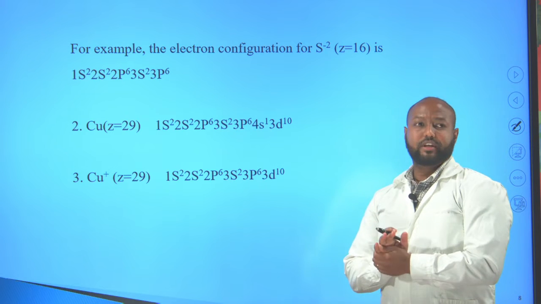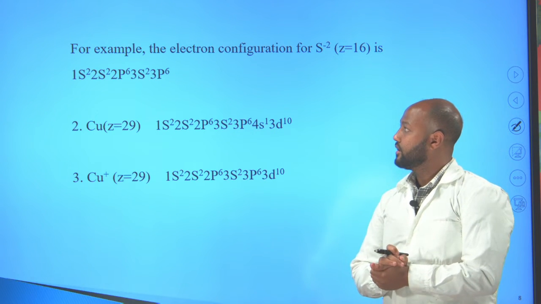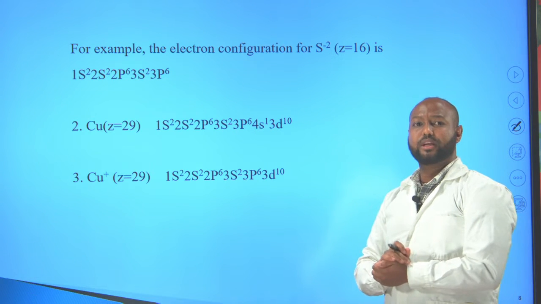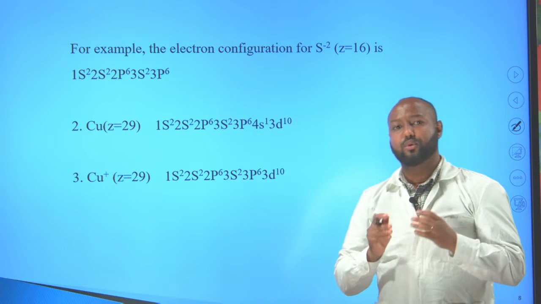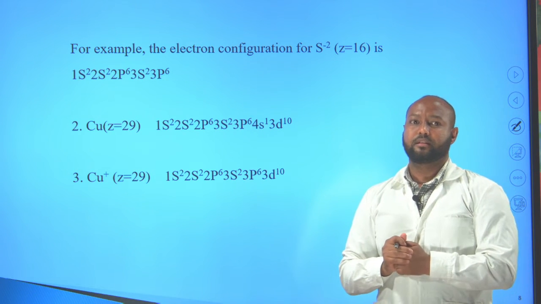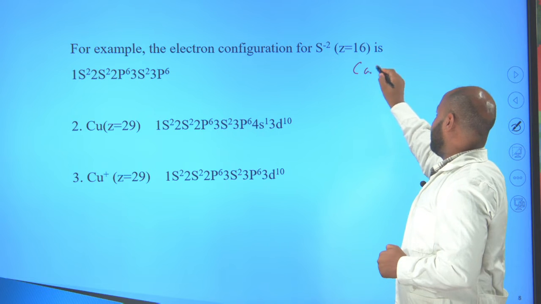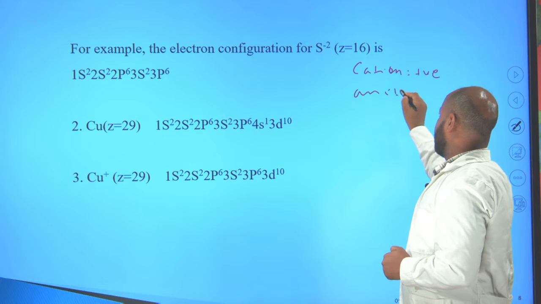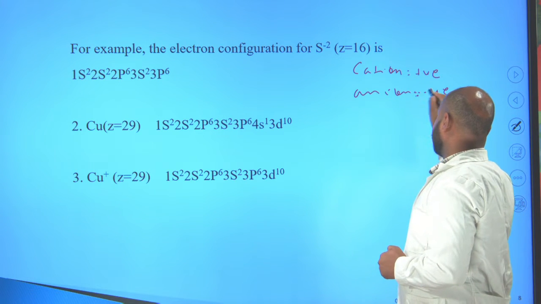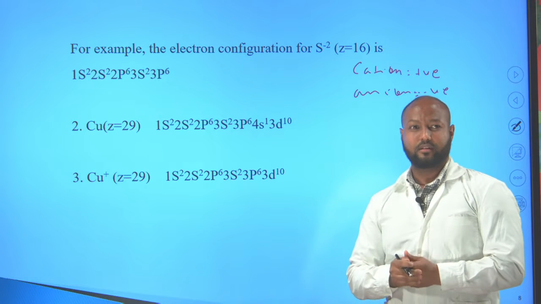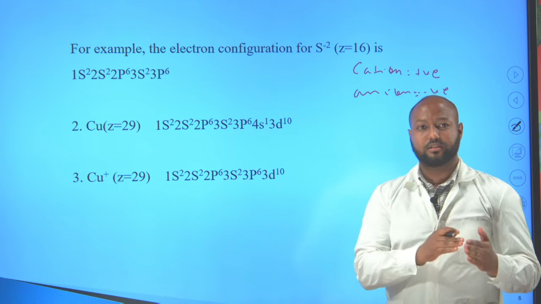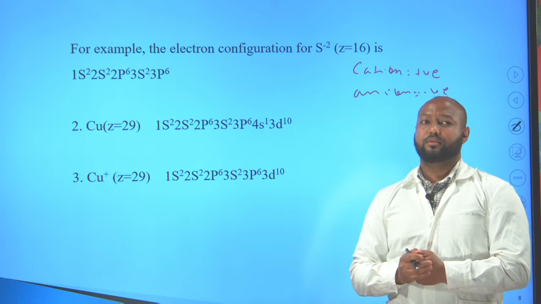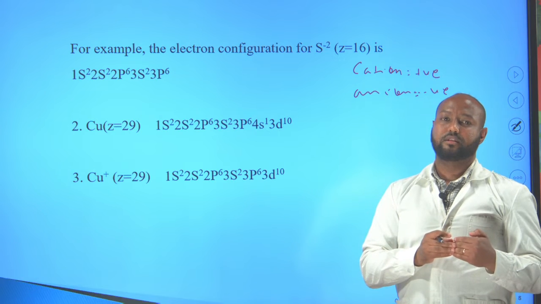Let's see some electron configuration examples. Sulfur anion. How could we write electron configuration for cation and anion? As you know, a cation is a positive charge and an anion is a negative charge. Cation, positive charge, means losing of electrons. Anion means gaining of electrons.